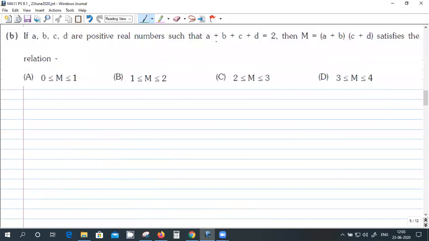Okay, this one. I can call a plus b as capital A and c plus d as capital B. And m is a into b. So on one side we have a plus b and then we have a into b. And we have to get some inequality, right? So what do you do?